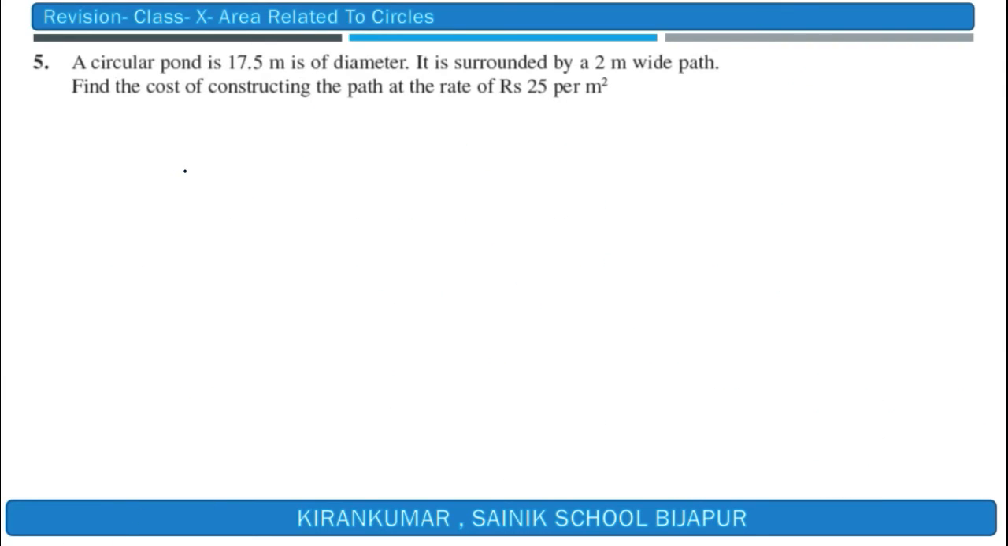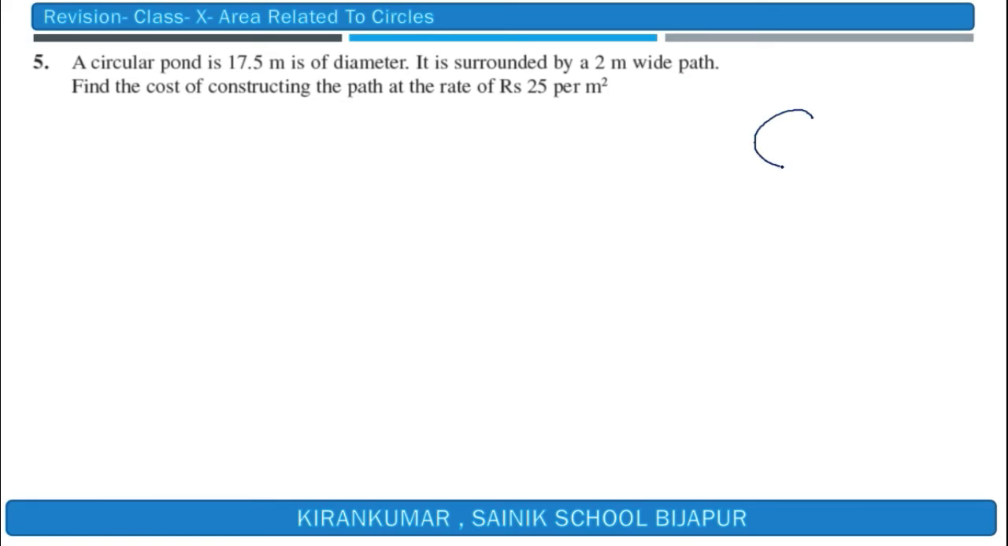Question 5. A circular pond is 17.5 meter of diameter. So the diameter of the circular pond is 17.5 meter. It is surrounded by a 2 meter wide path. Find the cost of constructing the path at the rate of rupees 25 per meter square.